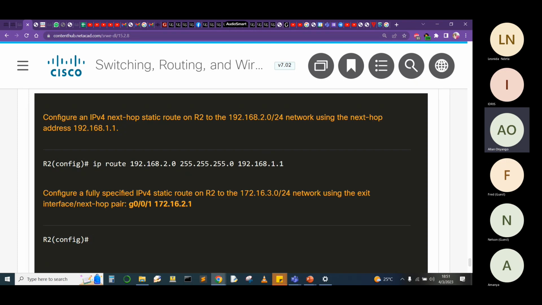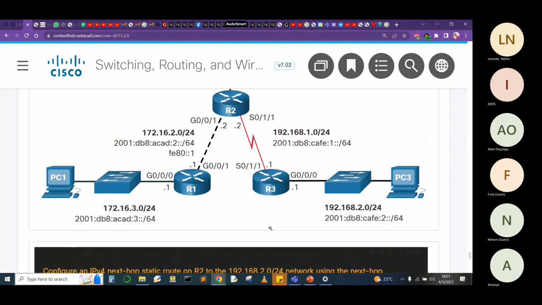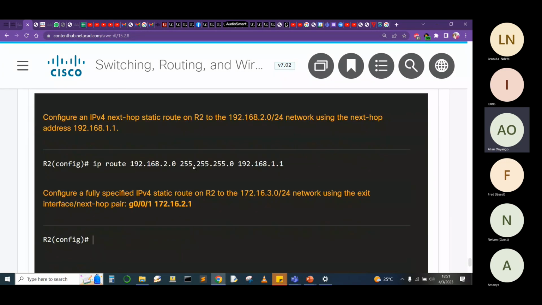Okay. And then it tells us we now want to configure fully specified. Just trying to help us to do what we planned up there. So for our fully specified static route on R2 to the 3.0 network, from R2 to the 3.0, this network here, we're going to do a fully specified, which means we use the G0/0/1 exit interface, and the next hop is 172.16.2.1. So let's get into it.